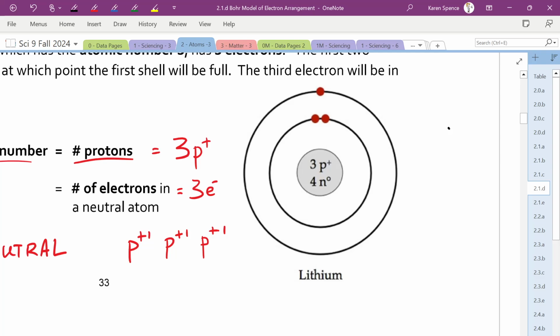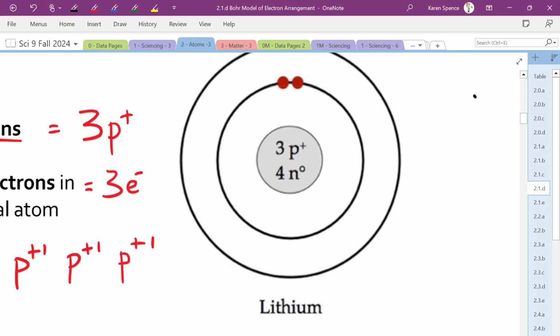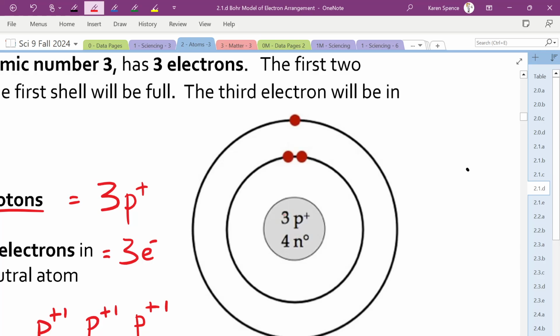So in a Bohr model, in general, in the nucleus, we write the number of protons. So we've got 3 protons. At this point, I would have to tell you the number of neutrons. In this case, there's 4 neutrons. That's the most common version of lithium. And we have 3 electrons.